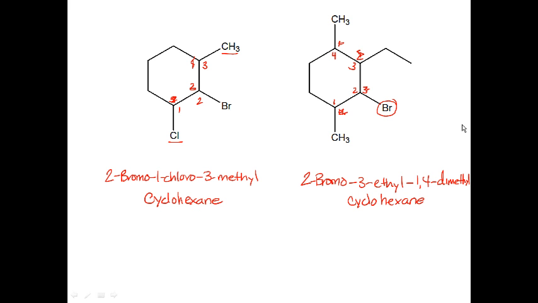Okay. So we have to first find the numbering scheme that gives the lowest sum of substituent numbers, and then if we have to break ties, we start with where we start the chain, or where we start numbering. The first alphabetized group will win priority there. And if not, we just keep going until we find a point of difference like we did in the right-hand molecule here.